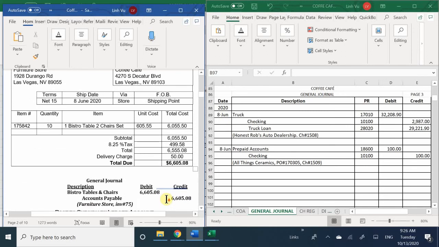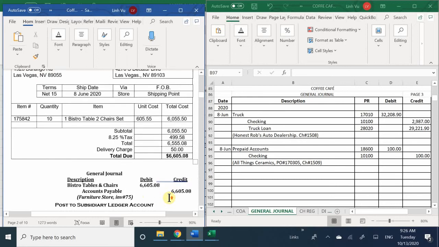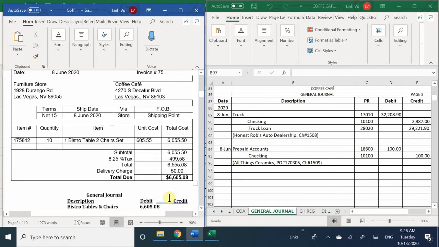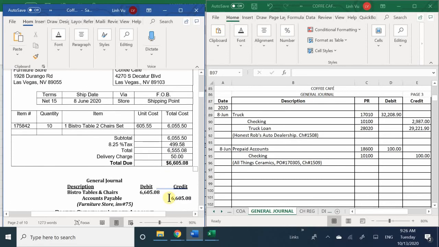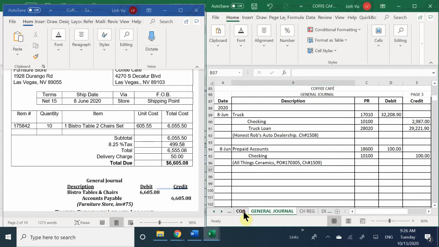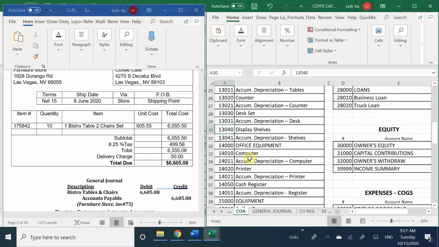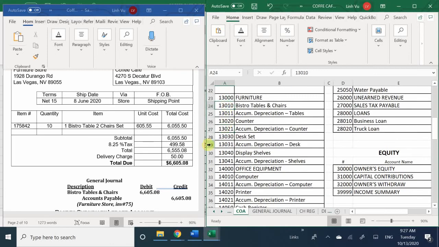Okay. So with that being said, we're going to look up in the chart of accounts to see if we have tables, bistro tables, and chairs. 13,010 right here, bistro, tables, and chairs. Okay? Because this is also another fixed asset, we're going to include all the costs it takes to get it ready to be placed in service.